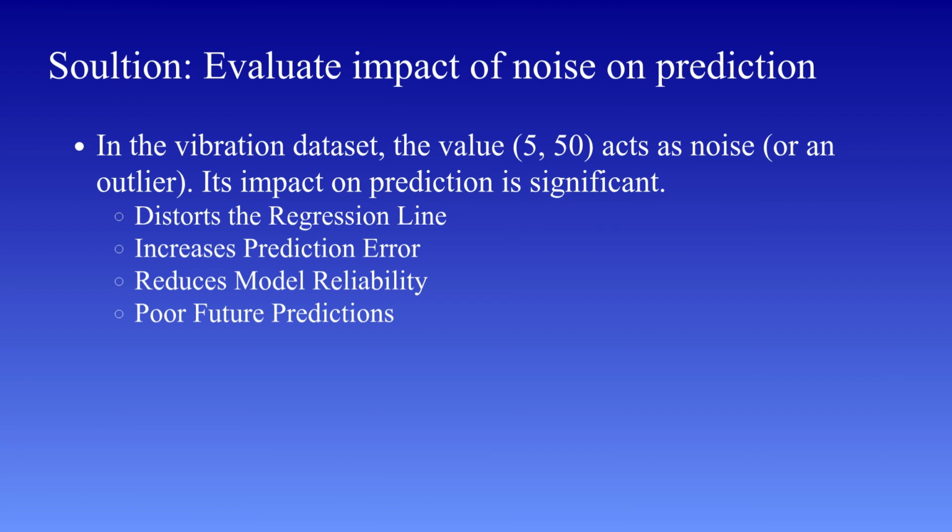Second, it increases prediction error. As we saw earlier, the model with this noisy point produced much larger errors and a higher MSE. Third, it reduces model reliability. When the model is influenced by noise, it no longer represents the true underlying pattern of the data. Finally, it leads to poor future predictions, especially when we try to predict new values based on a distorted model. So, this example clearly shows that noise can significantly degrade model performance, and handling such data points is essential for building accurate and reliable predictive models.